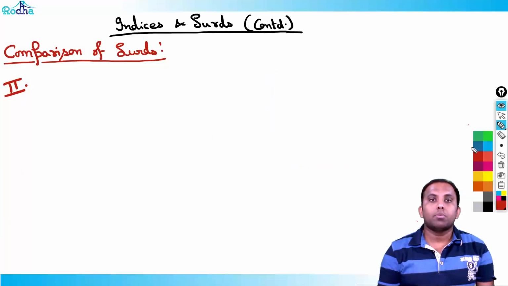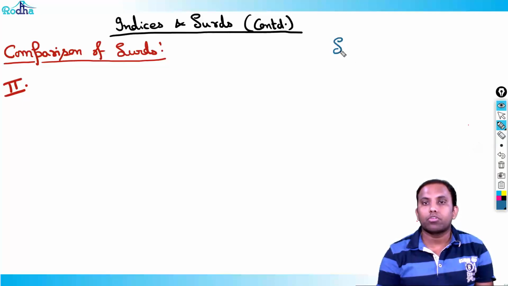So in this class we'll study about comparison of Surds. We'll continue it. In the last class we started this comparison of Surds. We did type 1, this is type 2. So in type 1 what we did? In type 1 we did when sum was constant, right?